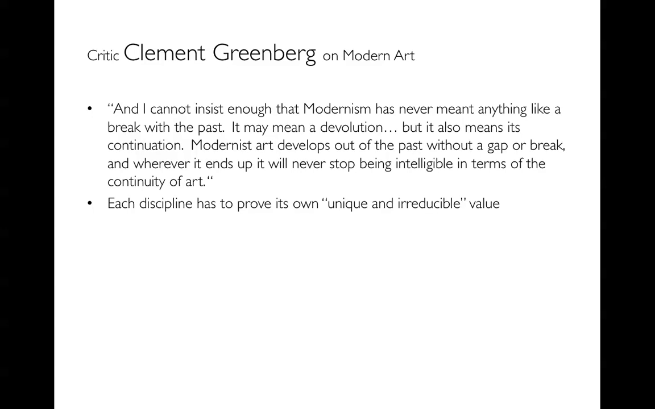He also said, really importantly, that each discipline has to prove its own unique and irreducible value, meaning that painting should only do what painting can do, and photography should only do what it can do, and they shouldn't overlap, right? Or sculpture shouldn't overlap with painting or anything else. So what it essentially meant was that painting needed to be abstract and non-representational, because representation was the realm of photography. And to be separate from sculpture, painting needed to be very flat and not try to have an illusion of space or any real texture. So each discipline needs to prove its own unique and irreducible value.